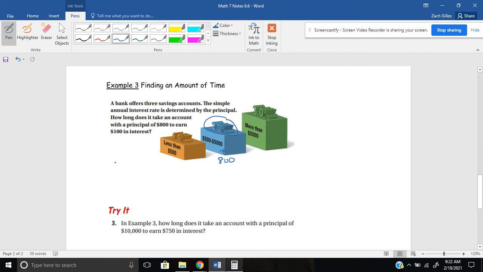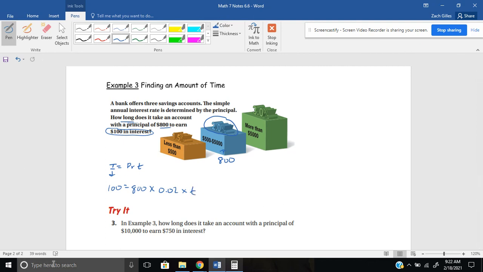Okay, so interest is equal to principal times rate times time. I know that it says, how long does it take an account with a principal of $800 to earn $100 in interest? So I know my interest, I need it to be $100. I know my principal, I start off with $800. I also know my rate is 2%, which is the same as 0.02. And I'm looking for how long it takes. So I'm looking for my time.